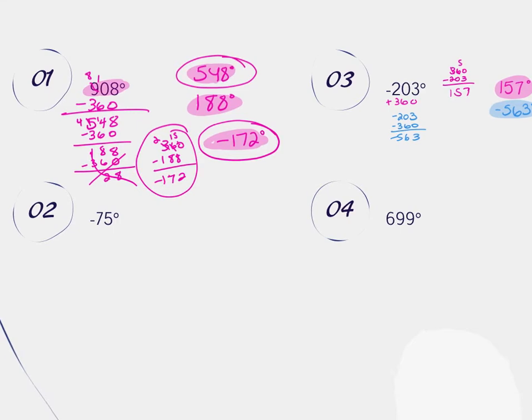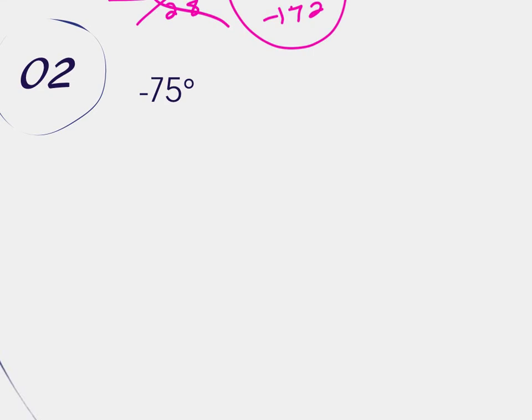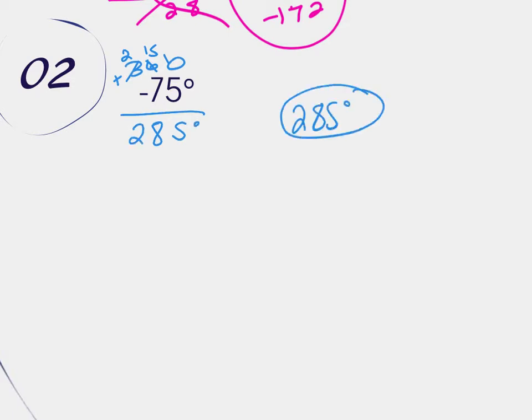I skipped 2. I went out of order. 2, negative 75. How do I get a positive? Add 360. 285. And a negative. Subtract 360.